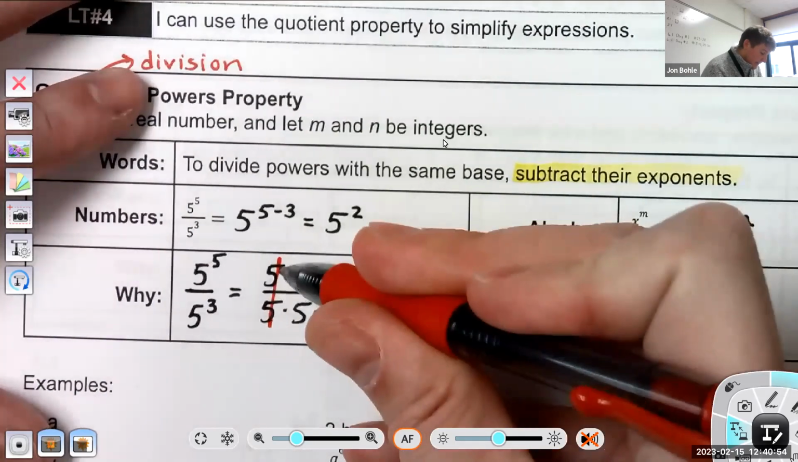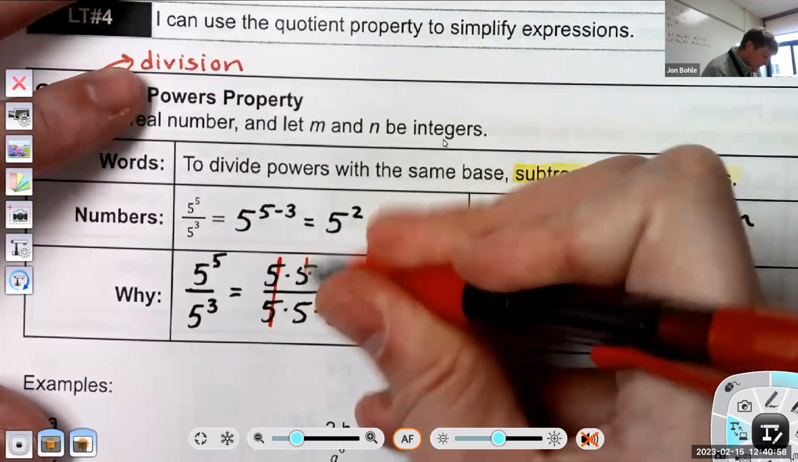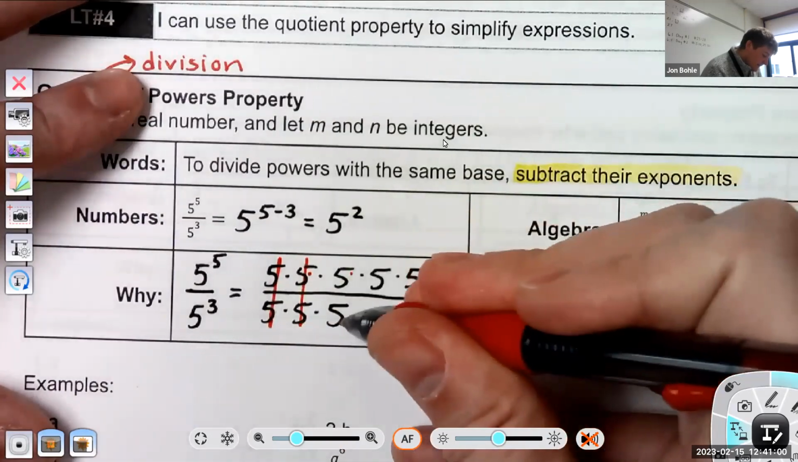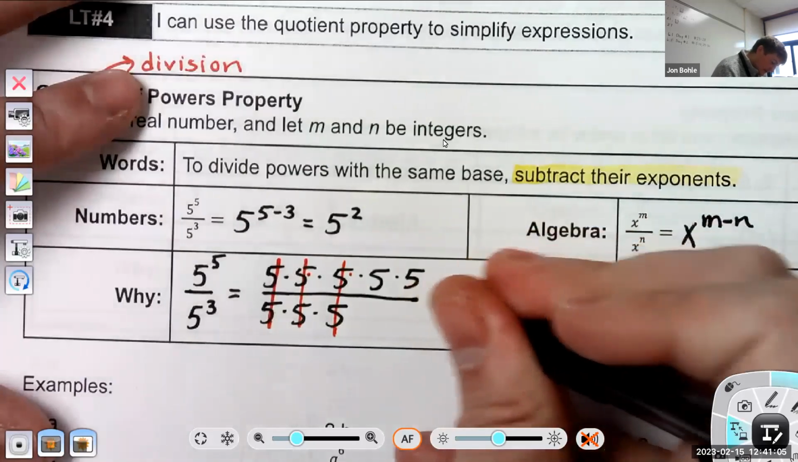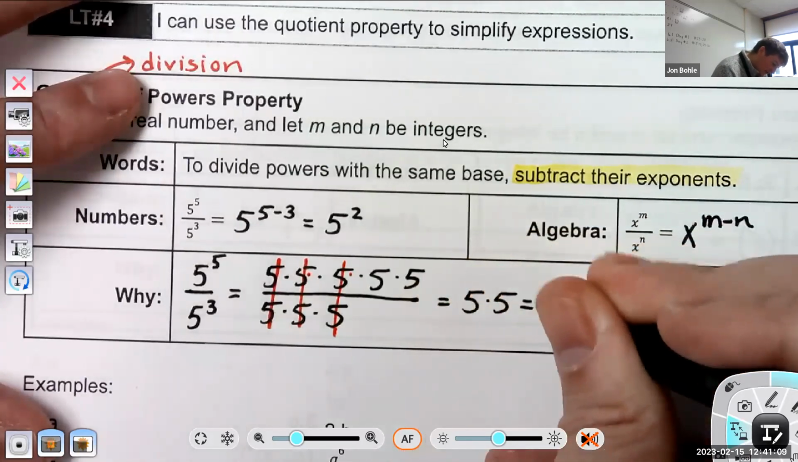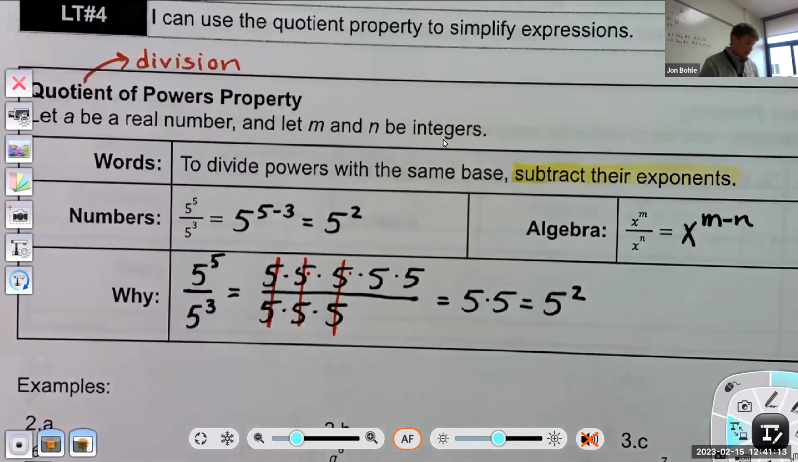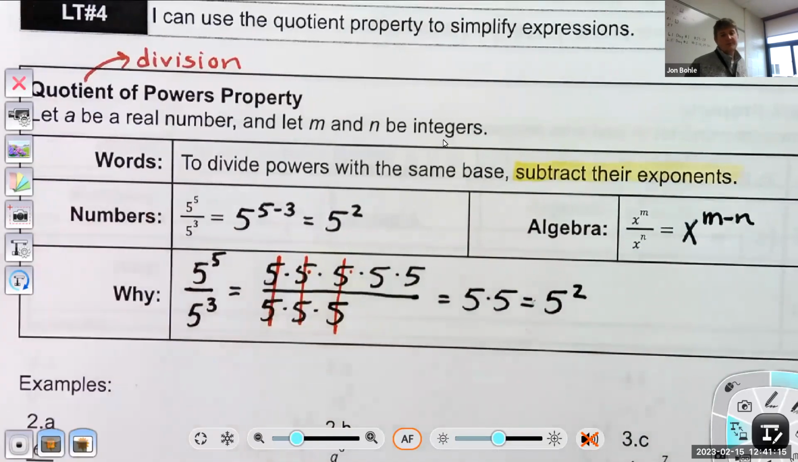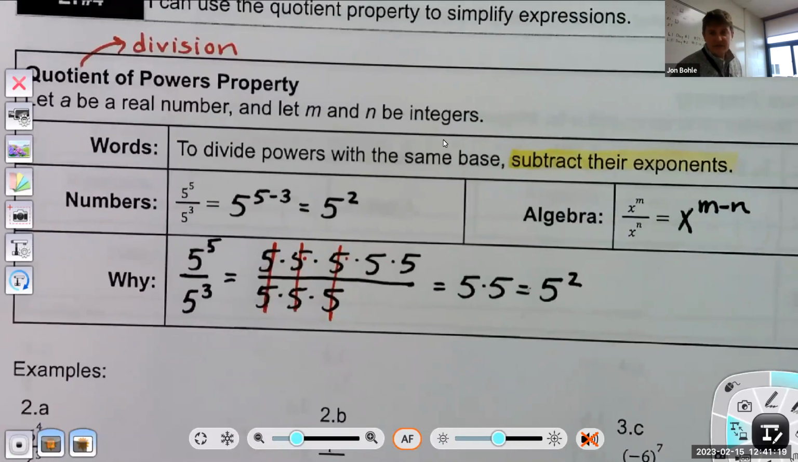So if this multiply by 5, divide by 5 cancels, this multiply by 5 and divide by 5 cancels, and this multiply by 5 and divide by 5 cancels, there's nothing else that cancels, so I am just left with 5 times 5. And 5 times 5 is 5 to the 2nd power. So that's why your subtraction rule works. Okay, let's go ahead and do some examples.